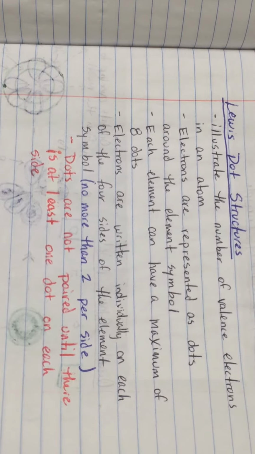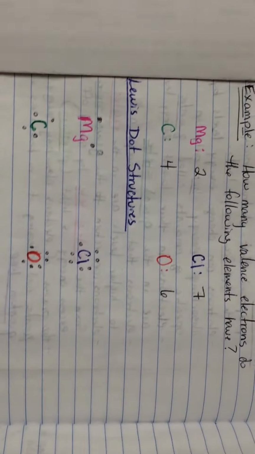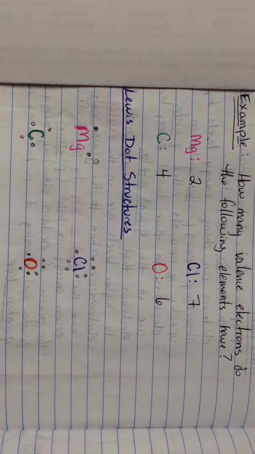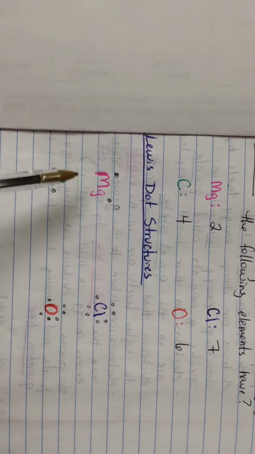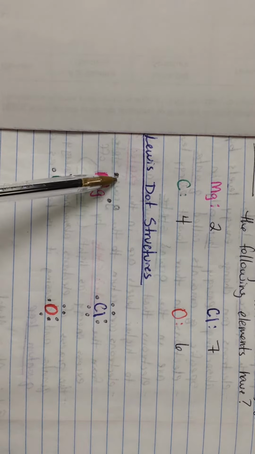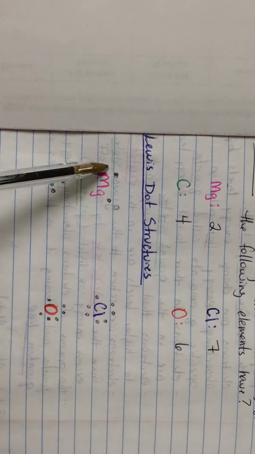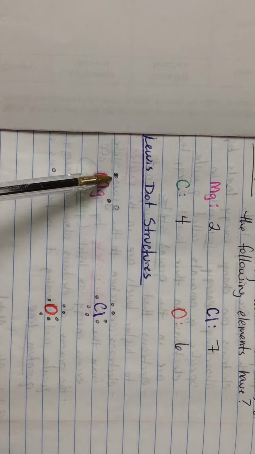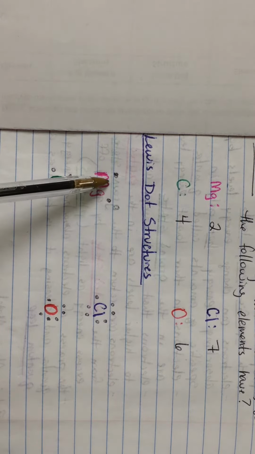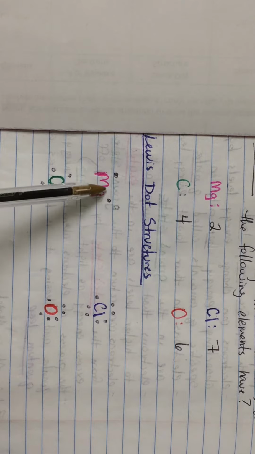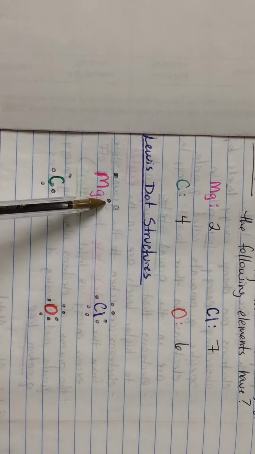So on the left side of your notebook, let's look at 4 examples of Lewis dot structures. And we're going to use the 4 elements that we used above so that we don't have to redetermine the number of valence electrons. So magnesium, which had 2 valence electrons, is going to get 2 dots. And I'm always going to start at the top and work clockwise. So the first dot goes on the top, and we don't put the second dot next to it because we don't pair electrons until there's at least 1 on each side. So we're going to put the second one on the right side.